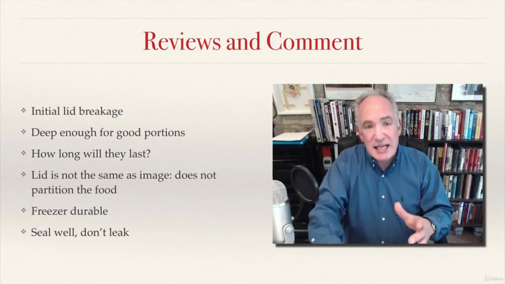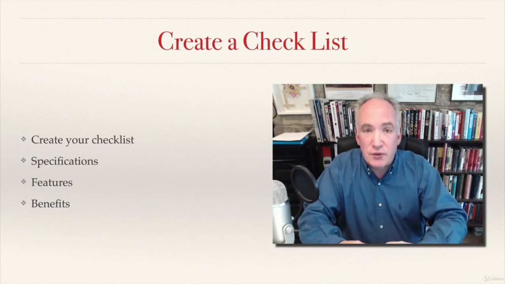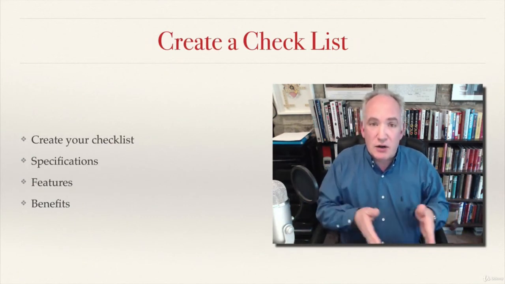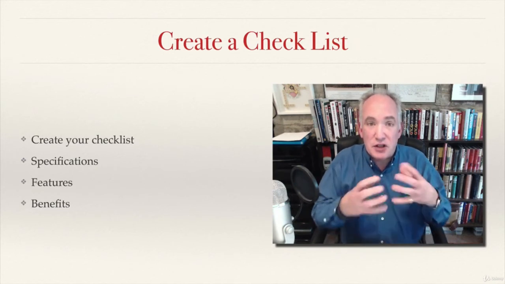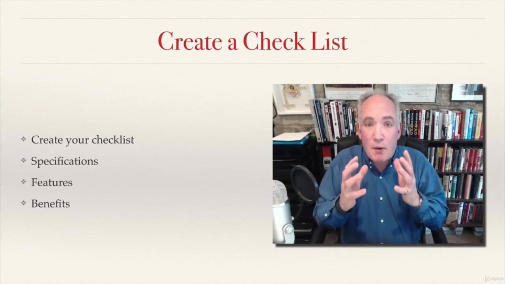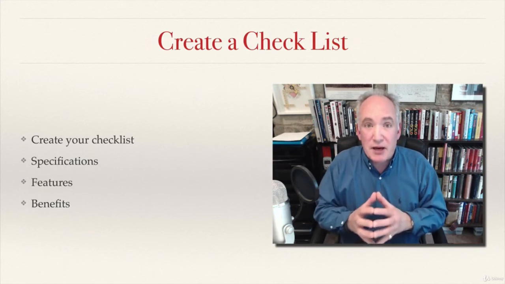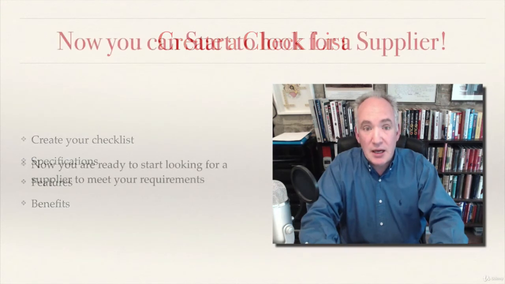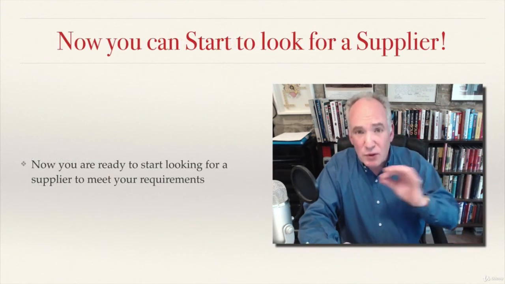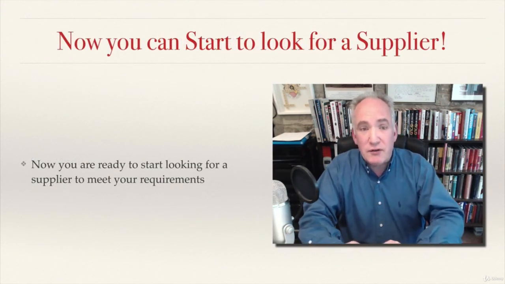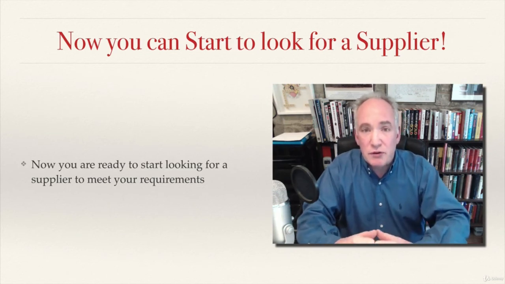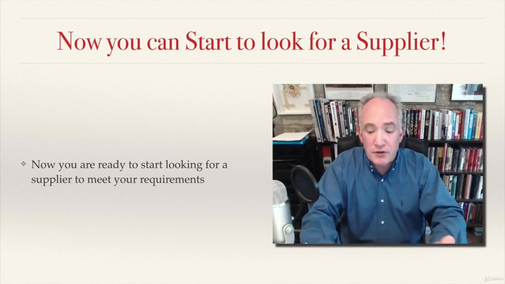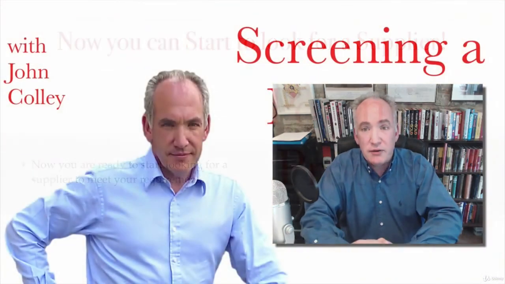By creating a checklist of all these items, you'll be ready to start looking for those particular features and benefits in the product that you want somebody else to manufacture and produce for you, that you're going to sell on Amazon. Having got all that together, you're then ready to start looking for a supplier. But it is important to go through this process first to make sure you've got all that information before you waste time running around looking for suppliers.